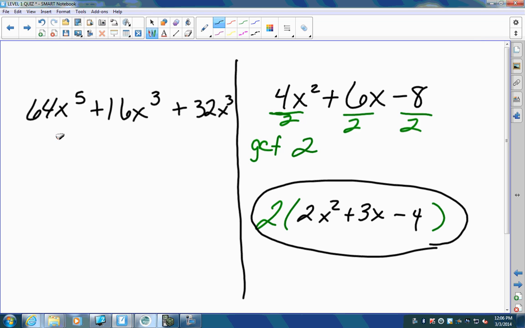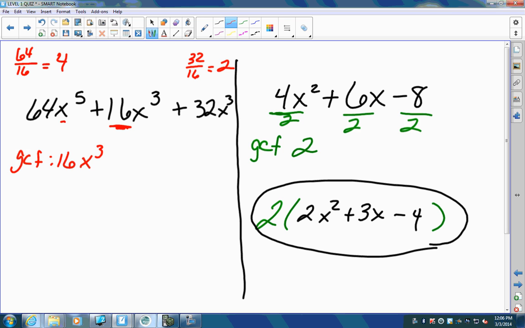All right, so looking over here at this one on the left, when I try and find my GCF, I always normally start with my smallest coefficient. Well, what is 64 divided by 16? 4. What is 32 divided by 16? 2. Oh, so they do go in evenly. So my GCF is 16. Now, I have x's in all of them. My smallest exponent, though, is a 3. So it's x to the 3rd power.